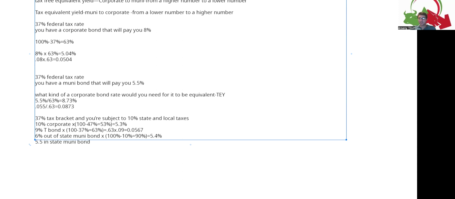Again, in real life, that's not going to happen because you're not going to find a T-bond paying you 9%. Especially in this low interest rate environment, you're probably not going to find a corporate that's paying you 10% unless it's really, really low rated, maybe super junk. But in this case, because you're not paying the state and local, you're still paying 63% times 9%, which is going to be 5.67.